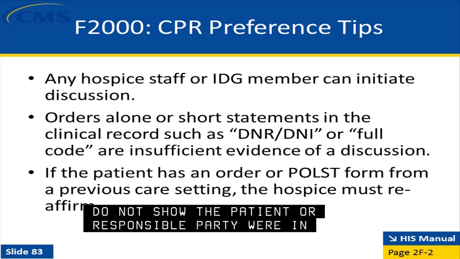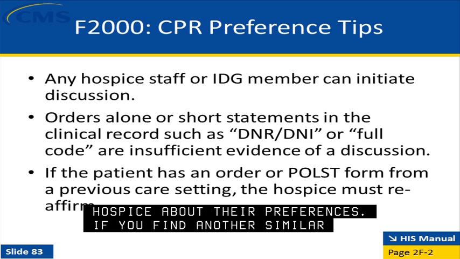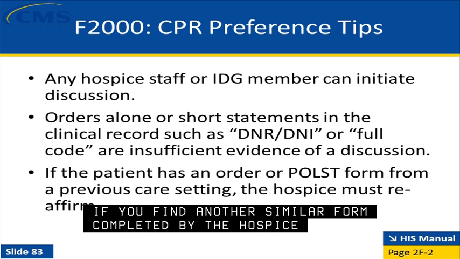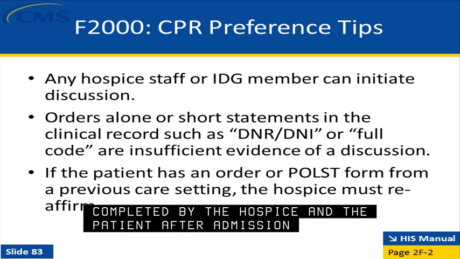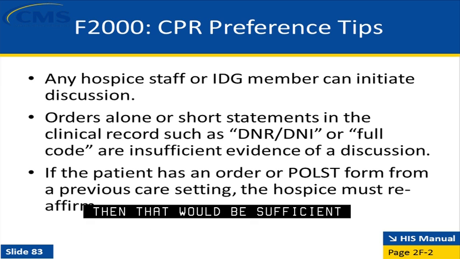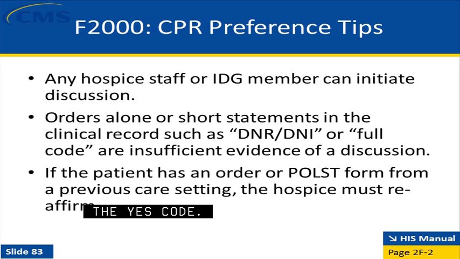If you find a POLST or a MOLST or another similar form that's completed by the hospice and the patient after admission or during a pre-admission visit with your hospice, then that would be sufficient documentation to select one of the yes codes. So that, again, is a code 1 or 2. Since completion and signing such a document is evidence that the hospice and the patient or responsible party discussed these topics.